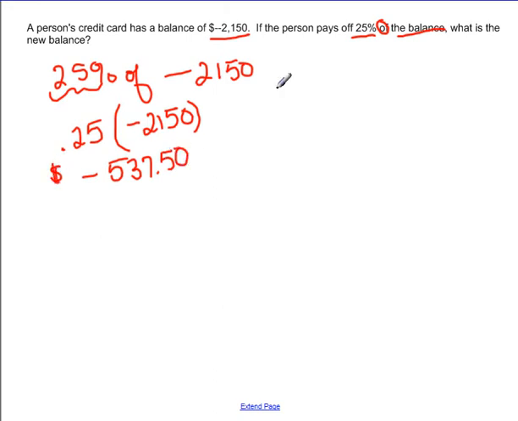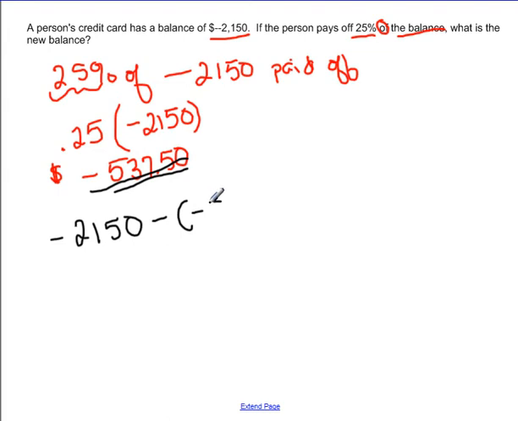Okay. Now be careful, we're not finished here. Remember what we did. This is how much they paid off. But the question isn't how much was paid off. The question is, what is the new balance? So to find the new balance, we want to start with the original balance. The original balance was negative 2,150. And since they're starting to pay off, that means that we would subtract this amount right here, this negative $537.50. Now I know this seems a little bit strange to be doing it this way, but we want to be working with these negative values here.